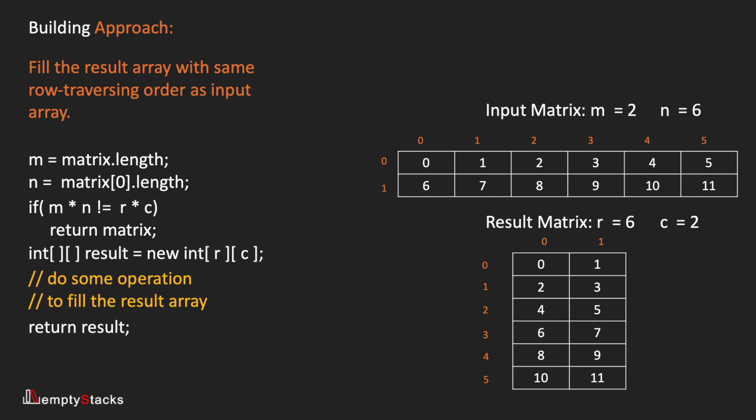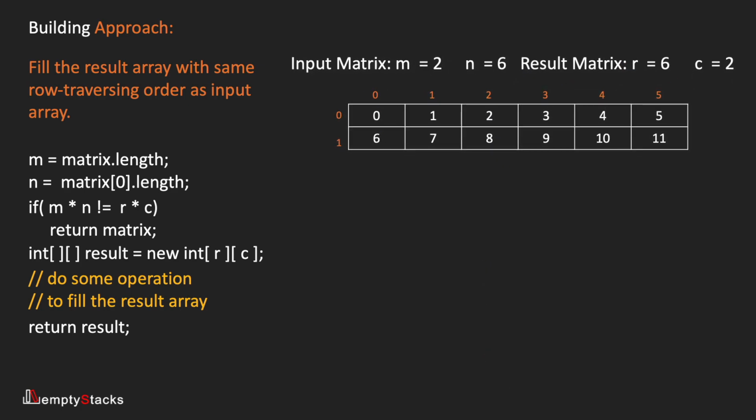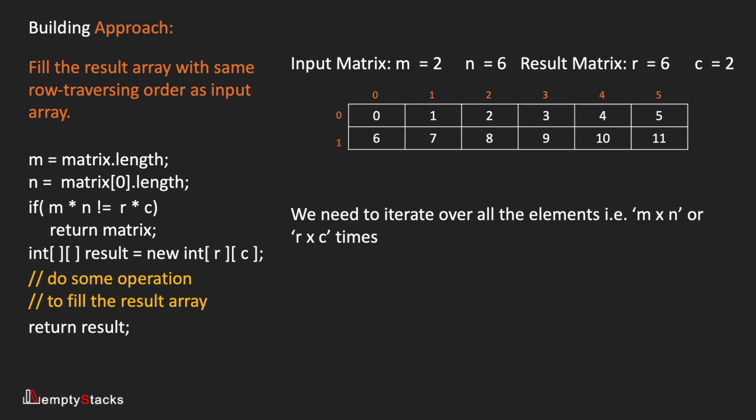We are getting some idea now on how to fill the values, so let's try to form some algo. First thing, we need to iterate over each element, so total iteration would be m cross n or r cross c. So we can write a for loop where i equals 0, i less than r cross c, and in every iteration i is increased by 1.